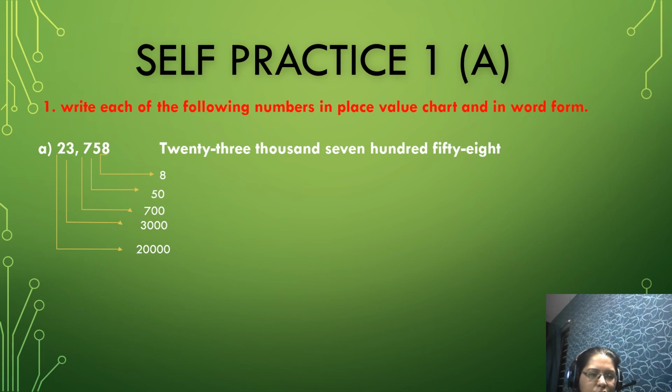एंड 2 कौन सा प्लेस में है? 10,000 place. 2 is in 10,000 place, so place value of 2 will be 2 multiplied with 10,000, that is 20,000. So place value of 23,758 will be 2. Place value of 2 is 20,000. Place value of 3 is 3,000. Place value of 7 is 700. Place value of 5 is 50, and place value of 8 is 8. And this number we can read as 23,758.